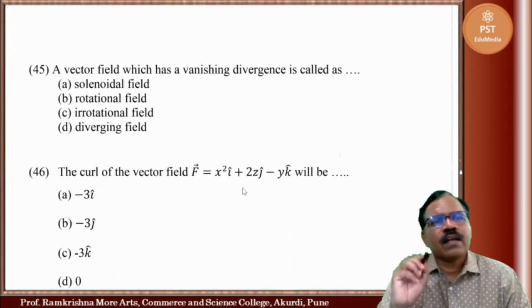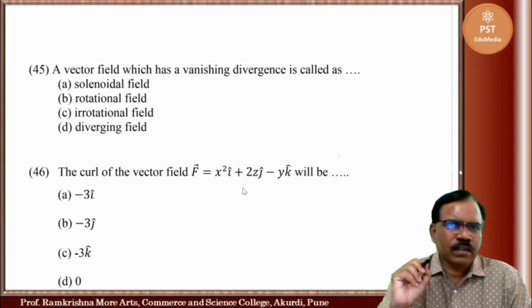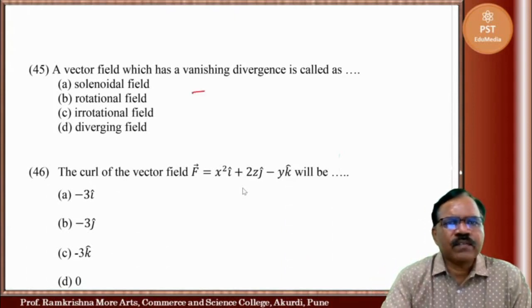Next one. A vector field has a vanishing divergence, that is when del dot v is equal to 0, that is called a solenoidal field.